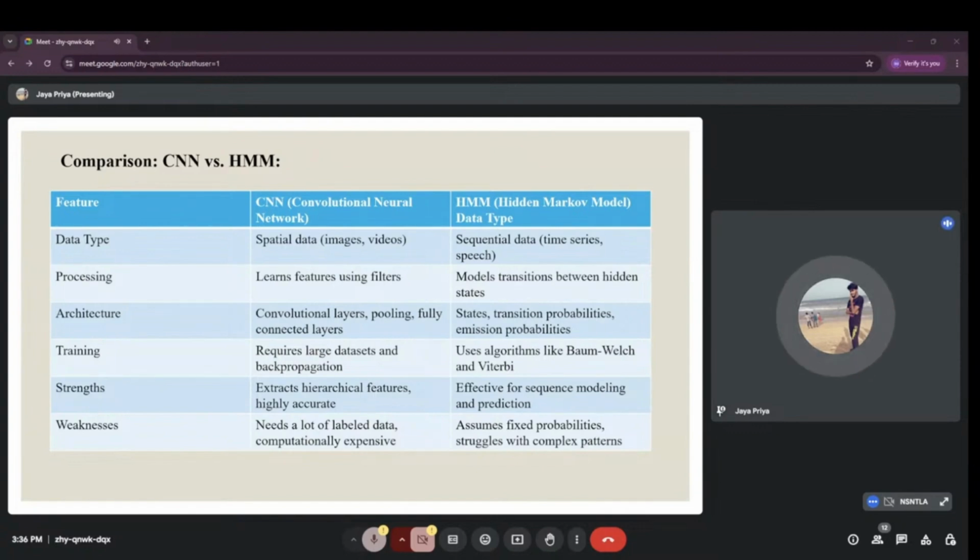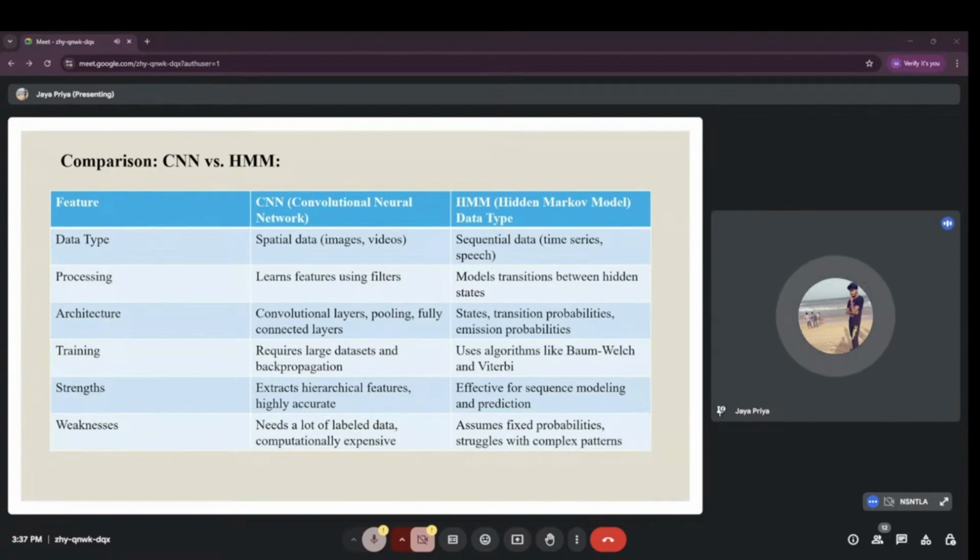For example, recognizing faces in photos. But a Hidden Markov model works with sequential data, for example, predicting the next word in speech recognition. For processing, a convolutional neural network uses filters to detect patterns like edges and gestures. But a Hidden Markov model uses probability to model sequences, assuming the next state depends on the previous state.